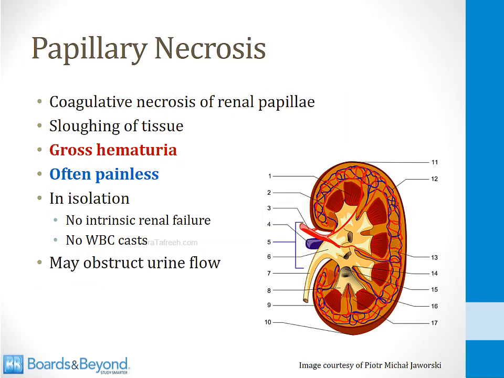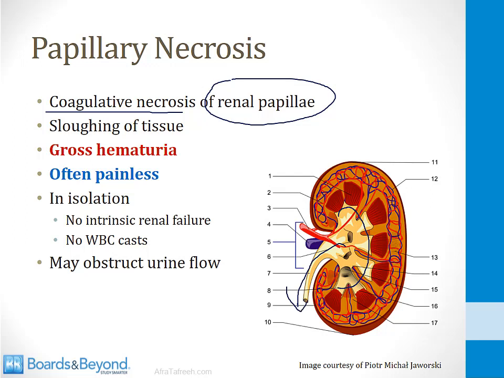Papillary necrosis refers to coagulative necrosis of the renal papillae. The renal papillae are this portion of the kidney that I'm marking with my pen. This is where the pyramids empty urine into the collecting system for passage on to the ureter. When this happens, this leads to sloughing of tissue and gross hematuria that is often painless.